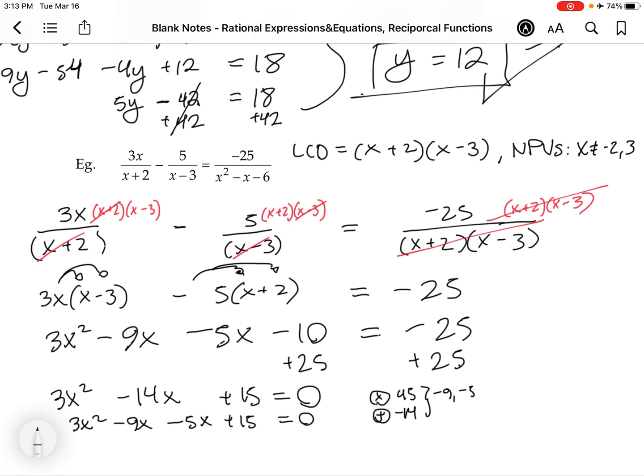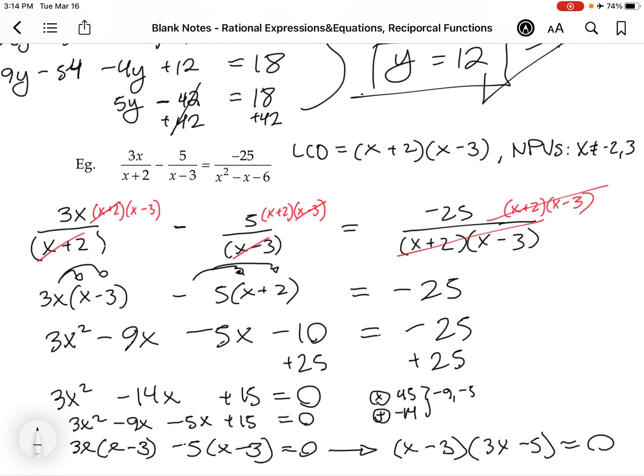And then I can factor a GCF out of the first two terms, which is 3x, and I'm left with x minus 3. And then I can factor out the negative 5 out of the last two, and I'm left again with x minus 3. I'm running out of room here. But that's going to make, I have this GCF now of x minus 3 times 3x minus 5 equals 0. Okay, so that's the factored form.